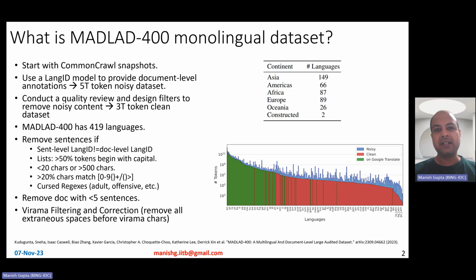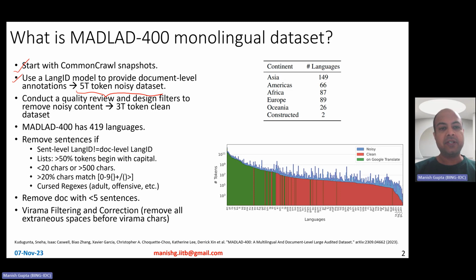To create this MADLAD 400 monolingual dataset, they started with multiple CommonCrawl snapshots. So they took all the CommonCrawl snapshots. Then they used a massive multilingual language identification model to provide document level annotations. This finally leads them to a 5 trillion token dataset. They call it a noisy dataset because they clean it up further later.